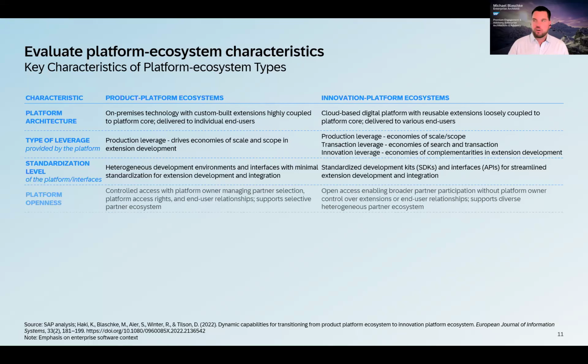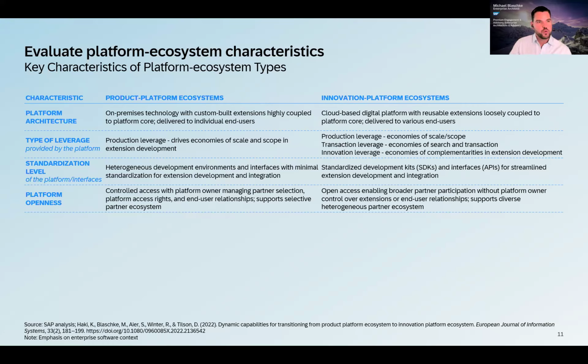Then we have platform openness as one key characteristic. Traditional would be vendor controls who participates. So the vendor of a software or the platform operator controls who participates in the ecosystem and how, limiting your choice of partners and solutions. More innovative would be an open access that attracts diverse partners, giving you unlimited options and competitive pricing. So with that, I touched upon the four most important key characteristics.